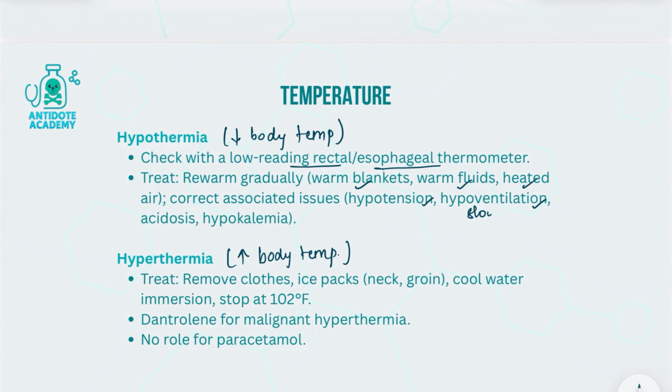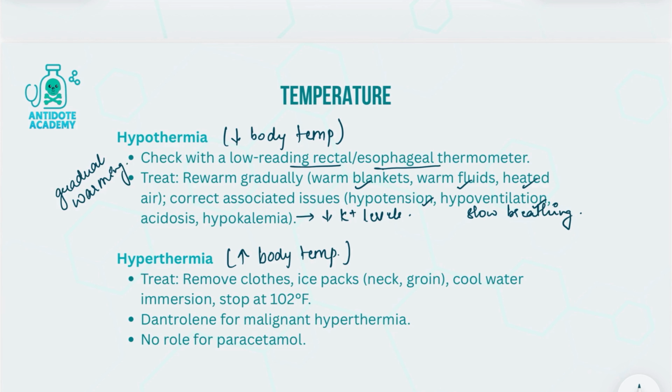Hypoventilation is slow breathing. Then there is acidosis, any kind of acid-base problem, and hypokalemia, which is low potassium levels. Once we treat the patient, we then have to treat any associated issues that come with hypothermia cases. So we understand that we do not have to rush. What we do first is gradual warming if the patient has low body temperature.